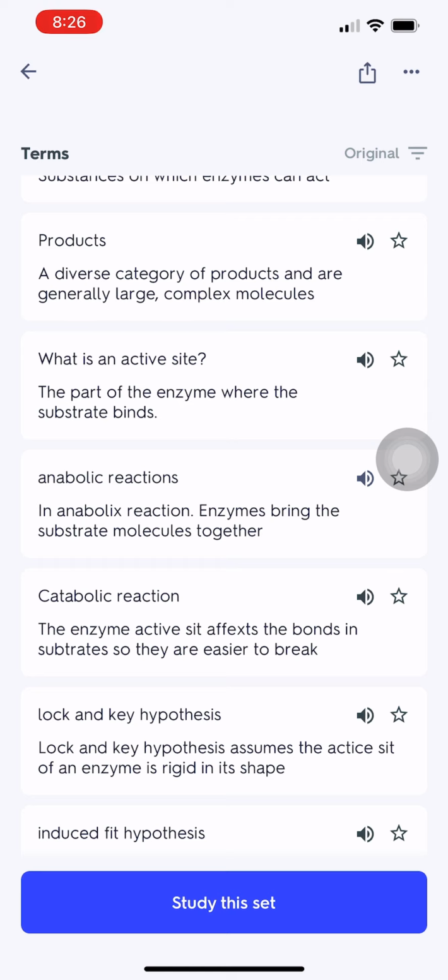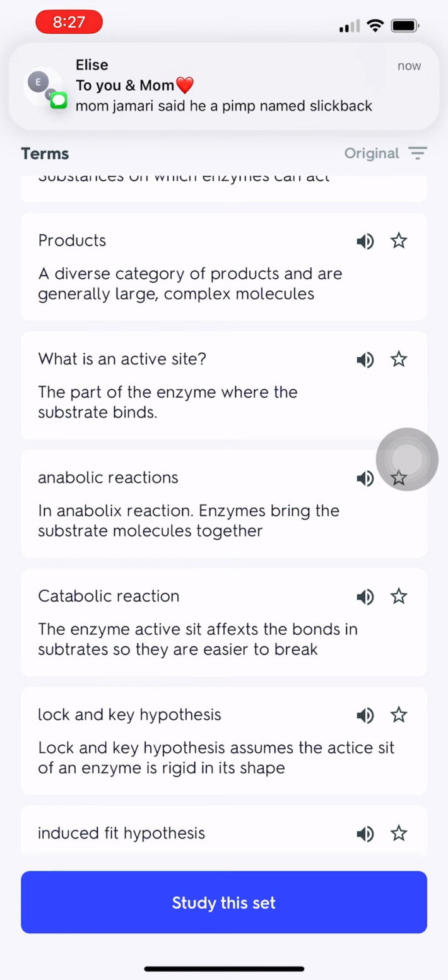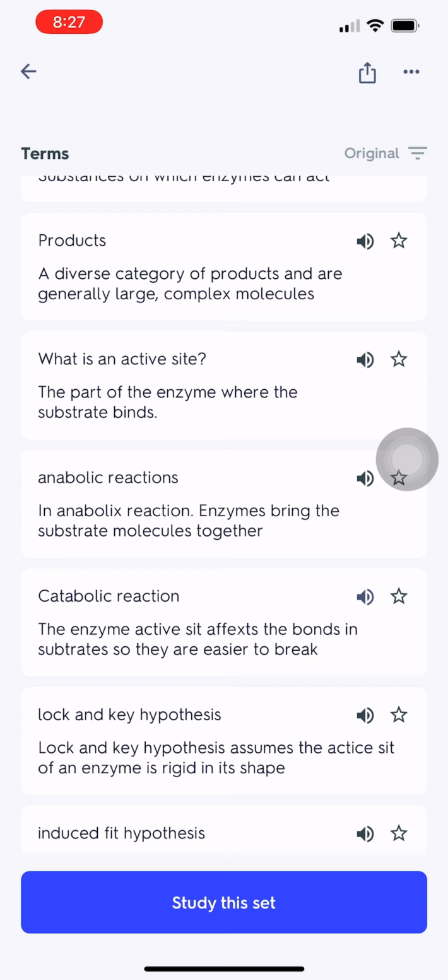Anabolic reactions. In anabolic reactions, enzymes bring the substrate molecules together. Catabolic reaction. The enzyme active site affects the bonds in substrates so they are easier to break.